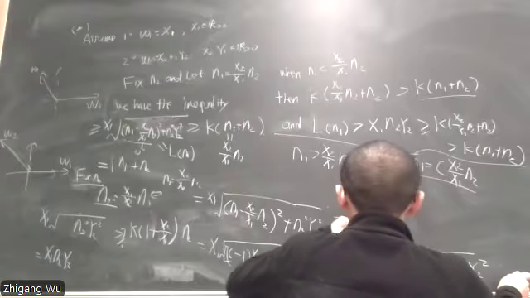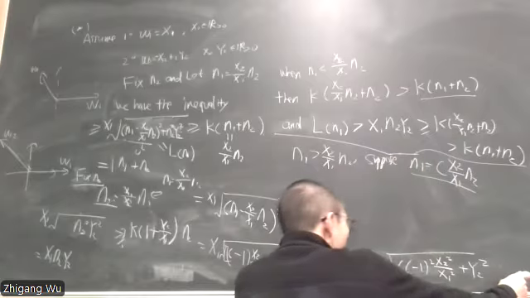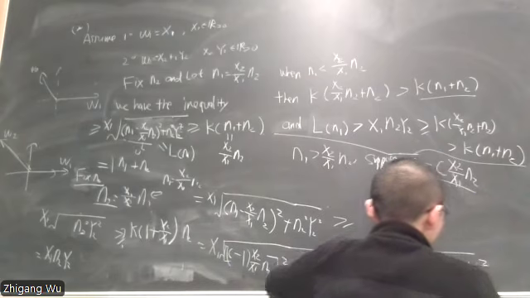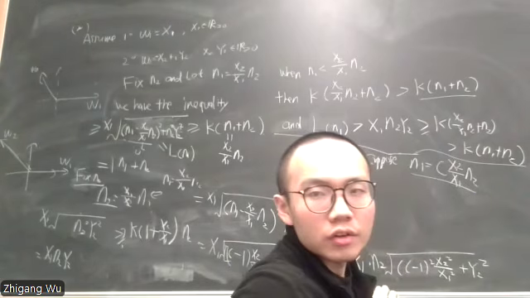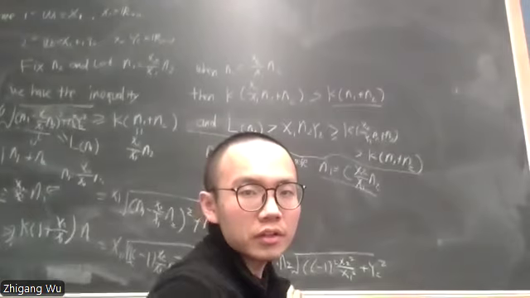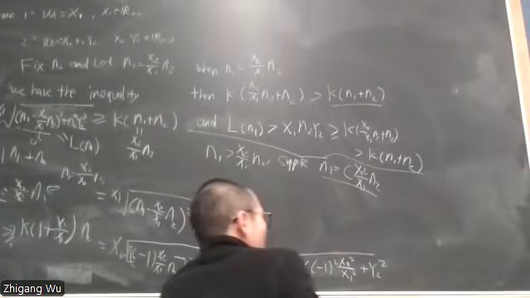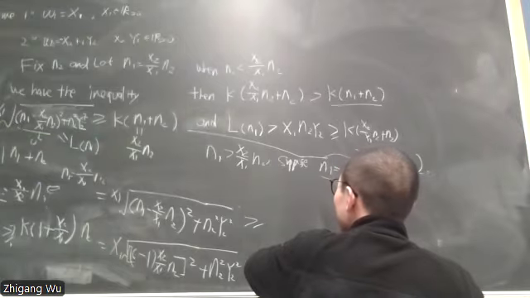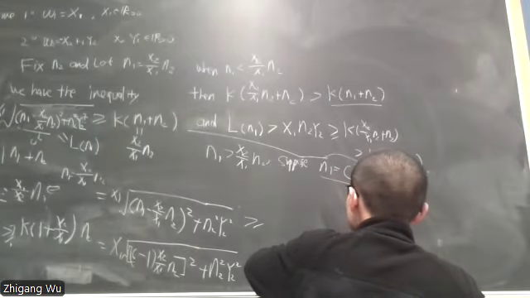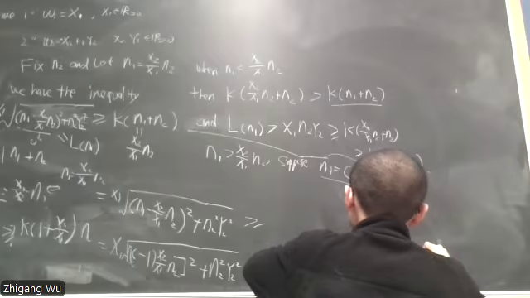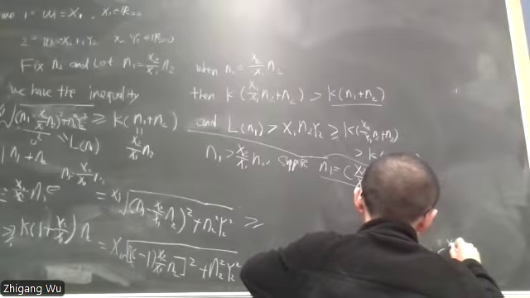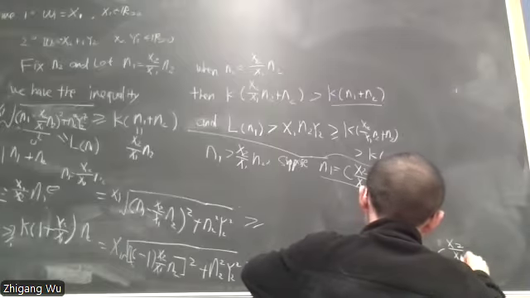Okay. So what happened on the right hand side? So let me turn a little bit. On the right hand side, you will have k times n1 plus n2. So n1 plus n2 is just 1 plus c times x2 over x1 n2.